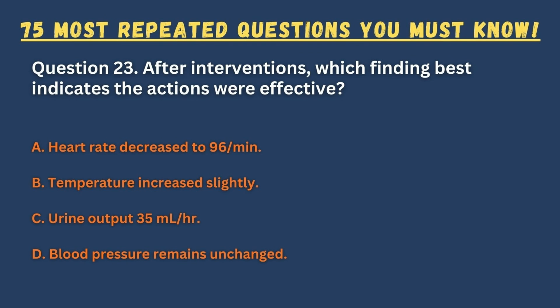Question 23. After interventions, which finding best indicates the actions were effective? A. Heart rate decreased to 96 per minute. B. Temperature increased slightly. C. Urine output 35 milliliters per hour. D. Blood pressure remains unchanged.